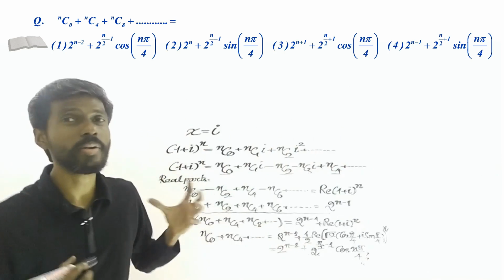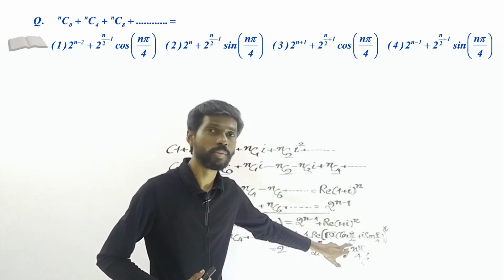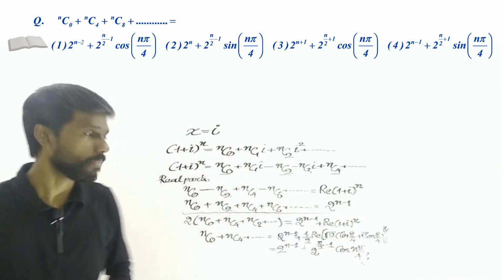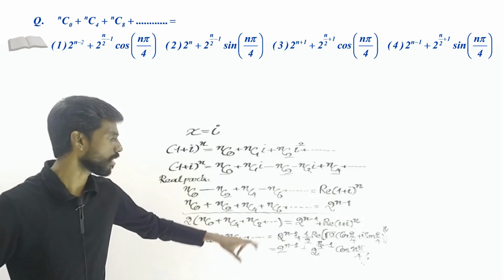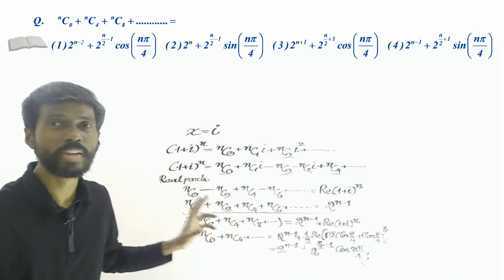So if you know the value of n, then it is very easy. We can remove this. Whatever the value of n, we can find this value, cos of that value, and that will give you our required answer. But generally for any value of n, this is the answer: 2 to the power n minus 1 minus 2 to the power n by 2 minus 1 cos of n pi by 4.